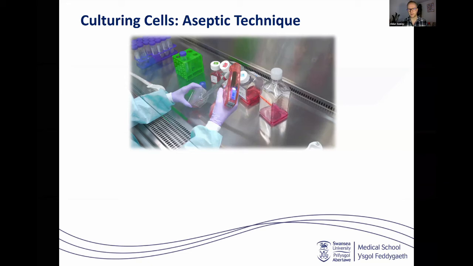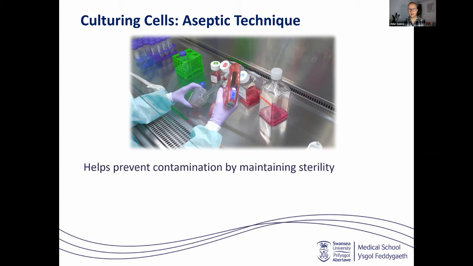because it's going to get onto our cells and it's going to start growing in those dishes and ruin the experiment and hold up the research. So this aseptic technique, which Sean is going to talk a bit more about, helps prevent contamination by maintaining sterility. So trying to limit the bacteria, yeast, and fungi that may potentially get into your cell line. So you work in this sterile flow cabinet and you wear gloves and spray everything with ethanol.